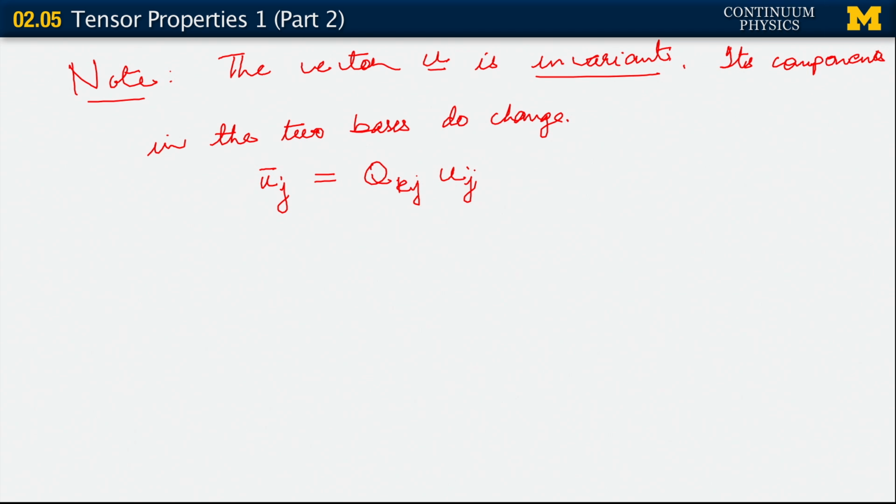Let's now quickly also look at how this works out for tensors. So using this idea, let's look at change of tensor components.